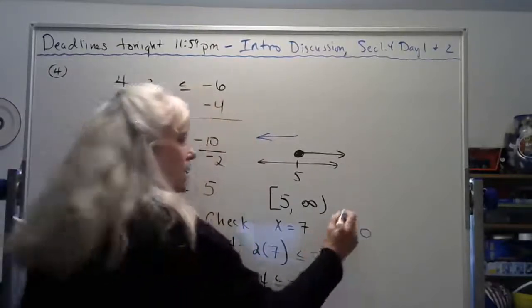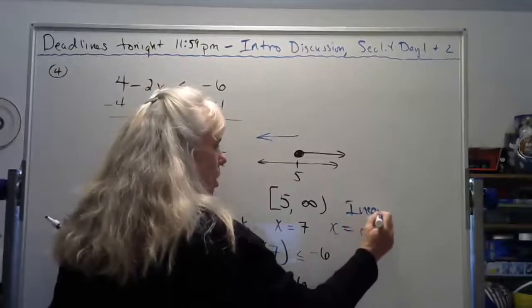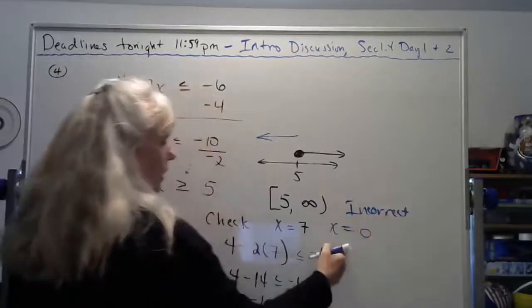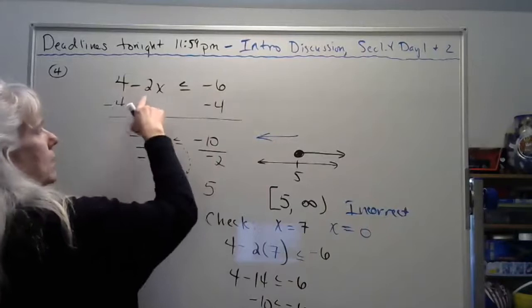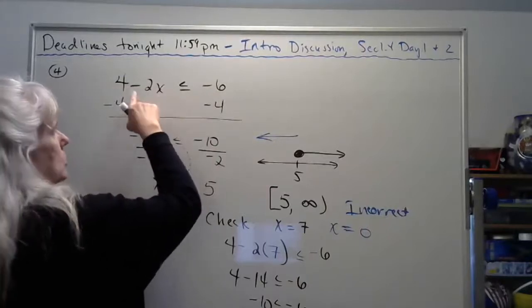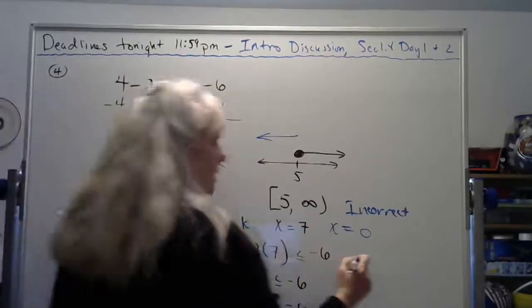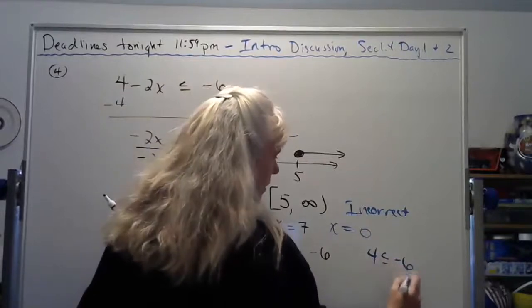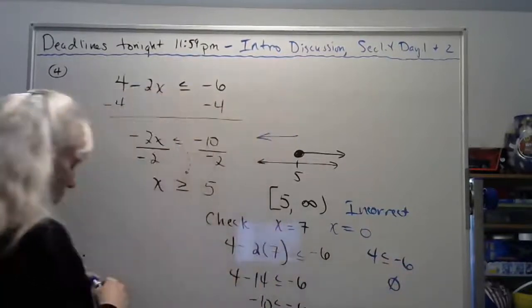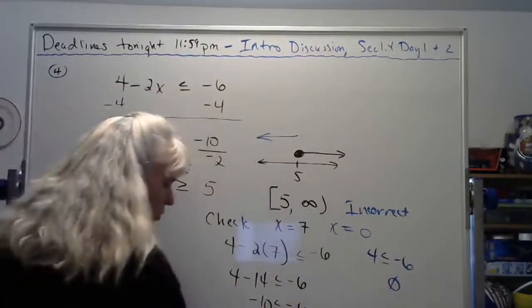And again, this is incorrect. I just want to show you that it did not work. If we plugged in 0, we would have had 4 minus 2 times 0, which is 0. So 4 is not less than negative 6. It doesn't work. So that's why you flip those inequalities. Just one of those quirks.